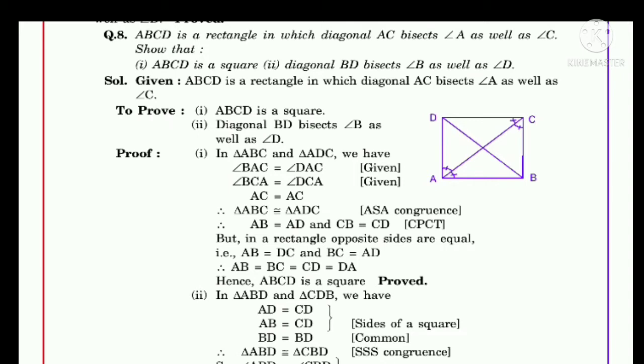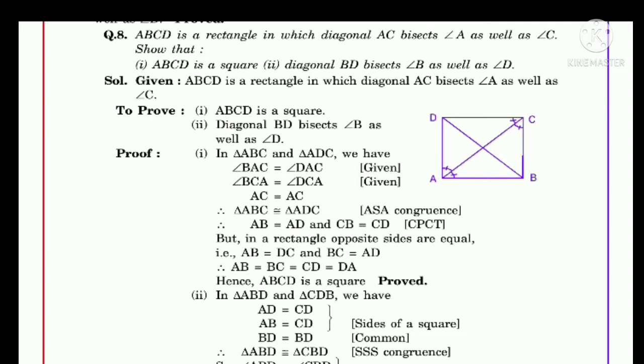So now first of all, here we need to prove ABCD is a square. So what is the property of a square? Square means all sides are equal, we need to prove, isn't it? And the diagonal BD bisects angle B as well as angle D, means we need to prove the angles are equal. So first of all, how can we start?